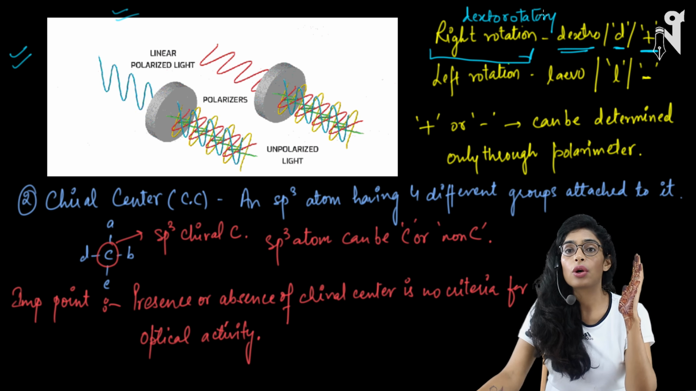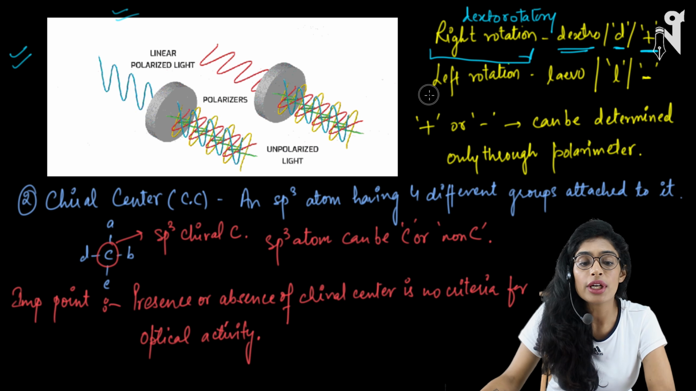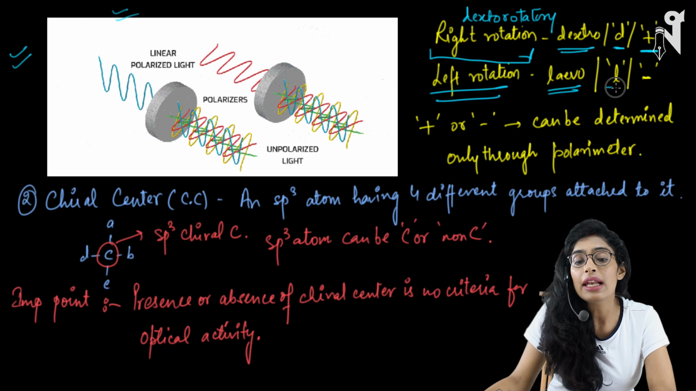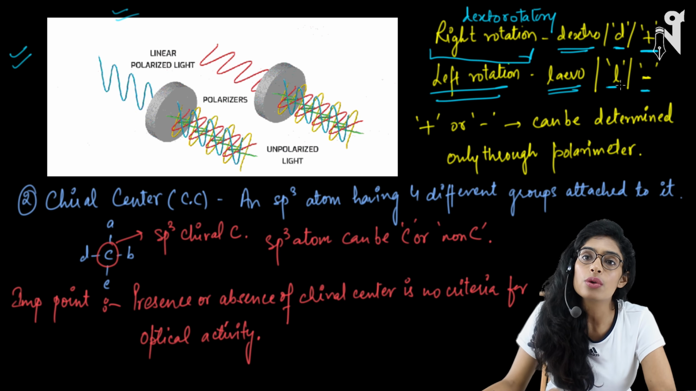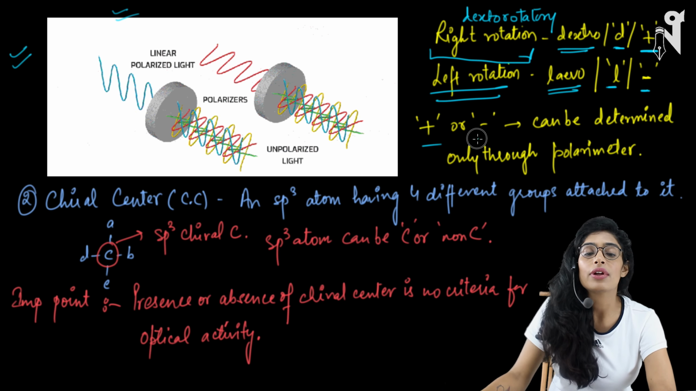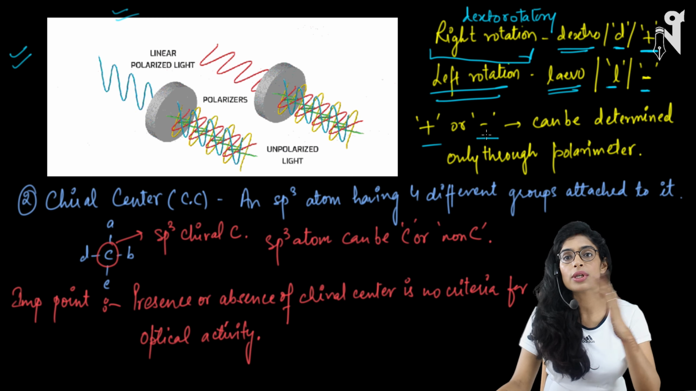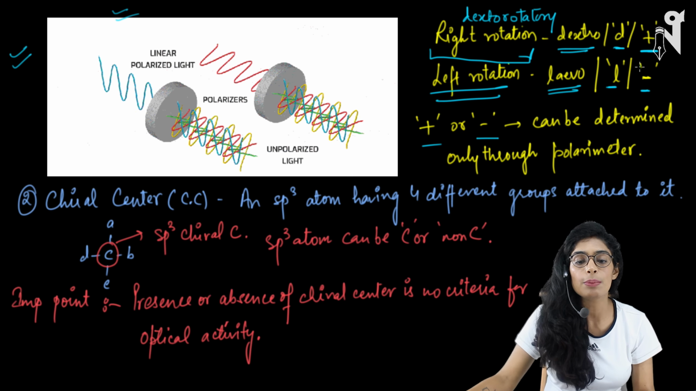Dextrorotatory means the ones which can rotate the plane polarized light towards the right direction. Similarly, if the rotation is happening to the left, then it is represented by levo, L or minus. Either of the terms you can use, and the compound will be called levorotatory. So whether the angle is plus or minus, whether the rotation is towards the left or right, can only be measured through the polarimeter.